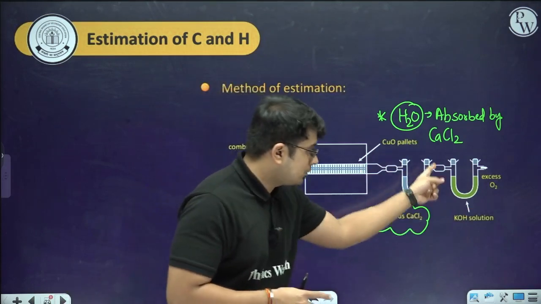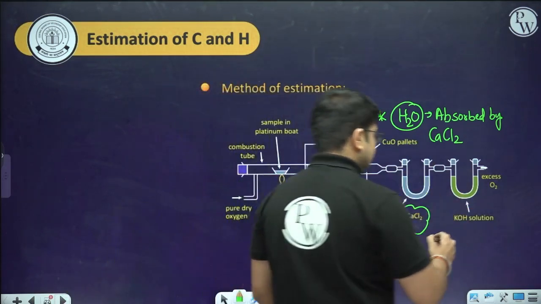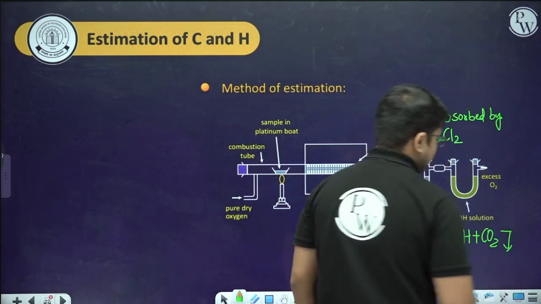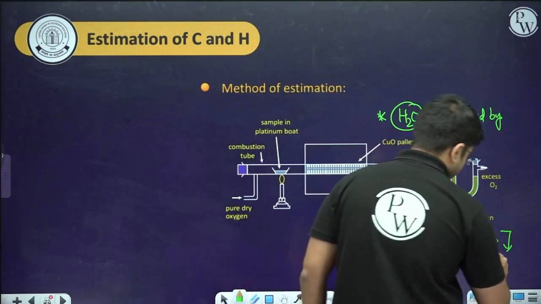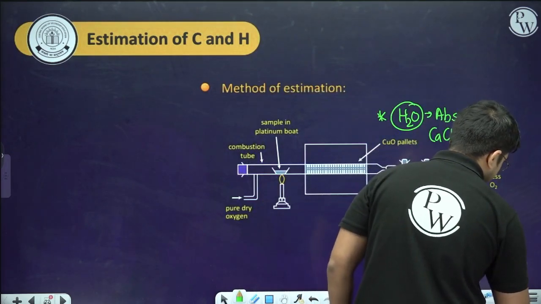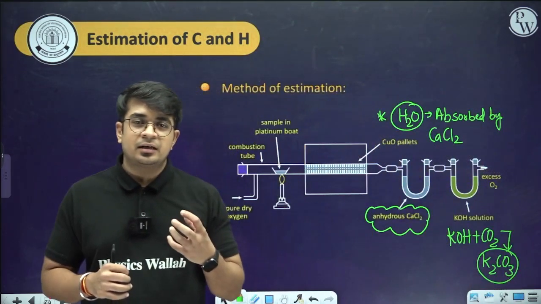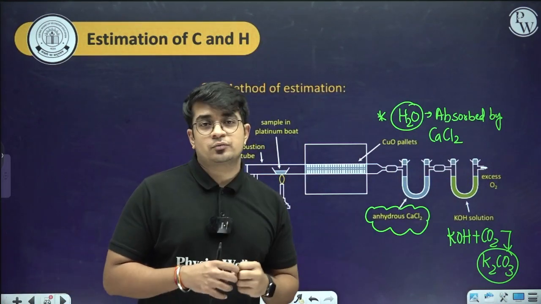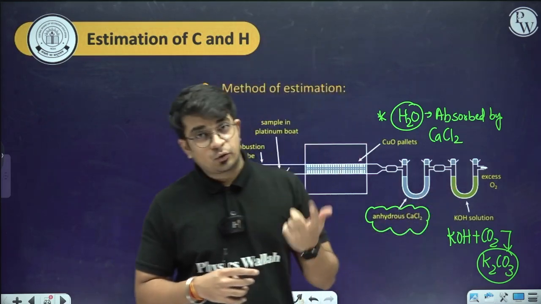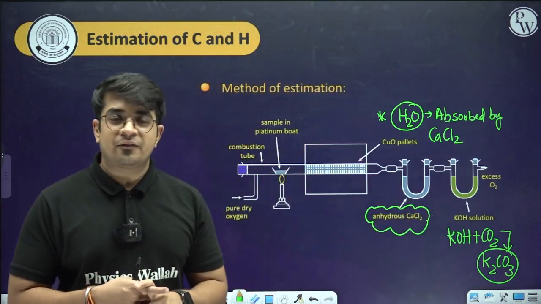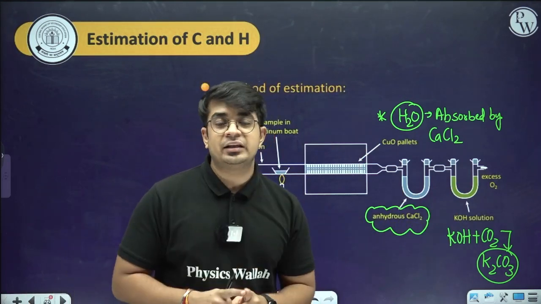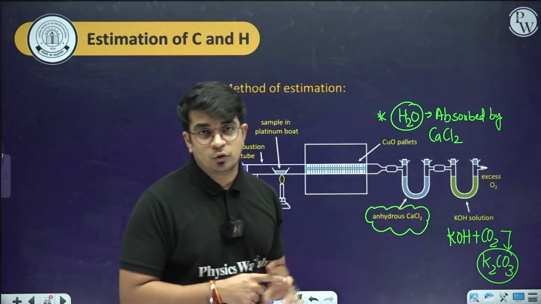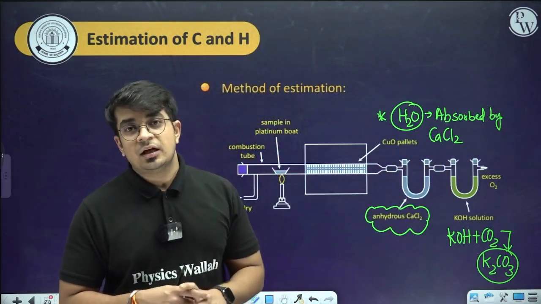Initially, you check the weight of the U-shaped tube containing KOH solution. KOH being basic in nature and CO2 being acidic in nature, they react together and form K2CO3. So basically, KOH has an affinity towards CO2 and absorbs the entire amount of CO2. If CO2 is absorbed, the weight of this U-shaped tube changes again. You weigh it after the completion of the reaction, and whatever difference you have between the initial and final weight will be the amount of CO2 absorbed in this tube.